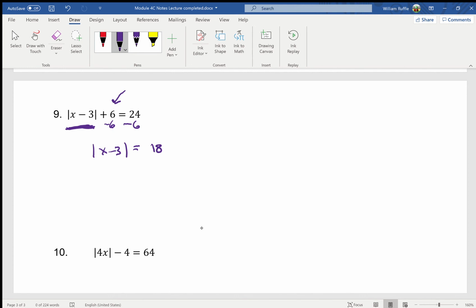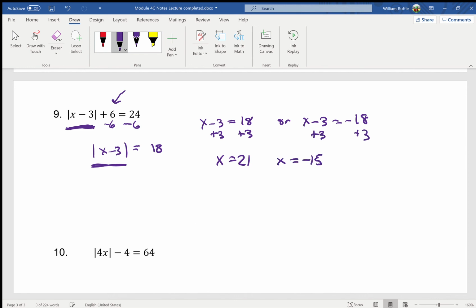Now the absolute value is by itself, so now I can do the positive and negative. So it's x minus 3 equals 18, or x minus 3 equals negative 18. Add 3 to each side, so I get one of my answers, 21. I add 3 here, and I get x equals negative 15. So those are my two answers, 21 and negative 15.